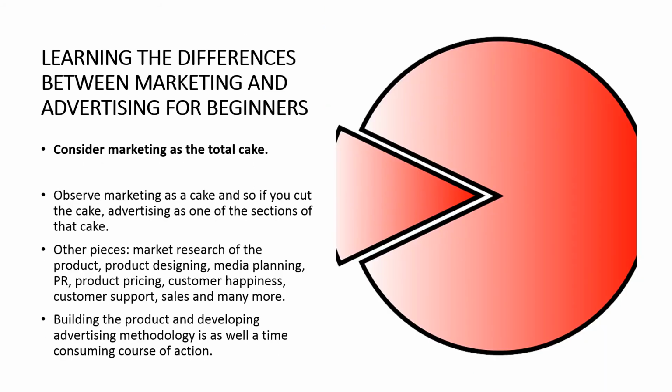Consider marketing as the total cake. Least complicated technique to separate advertising from marketing is to observe marketing as a cake, and so if you cut the cake, advertising is one of the sections of the cake. The several other pieces of cake are actually market research of the product, product designing, media planning, PR, product pricing, customer happiness, customer support, sales, and many more.